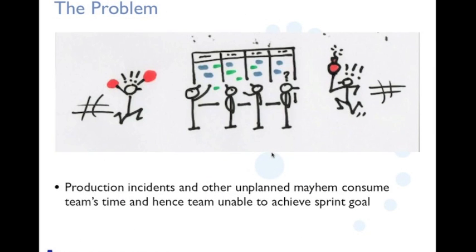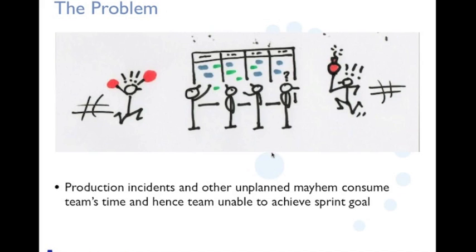So now what's the problem we are trying to see? Within a scrum, when you are executing, a lot of incidents happen. Production incidents and a lot of unplanned mayhem really consume the team's time, and because of which the team may end up not able to achieve the sprint goals because they haven't planned for these kinds of unplanned activities within the sprint. They suck up all the team's time, and the sprint goals may not be met.